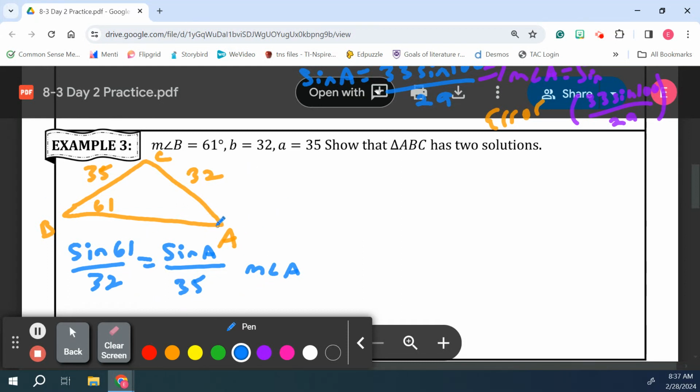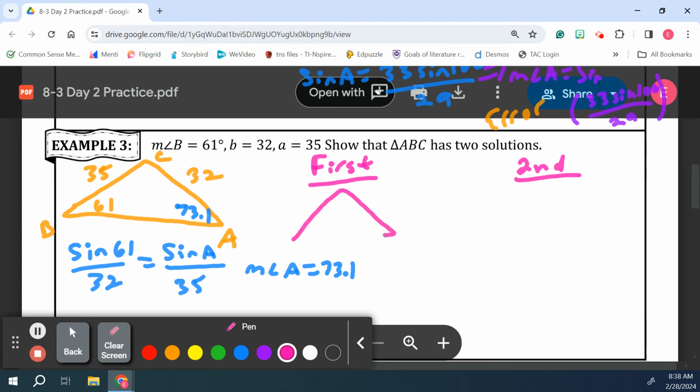So who's got the measure of angle A for me? Cassie? 73.1. So if this is 73.1, I potentially have a minimum of one triangle. So we break this up into first solution and second solution. The first solution triangle is just the triangle I originally have.